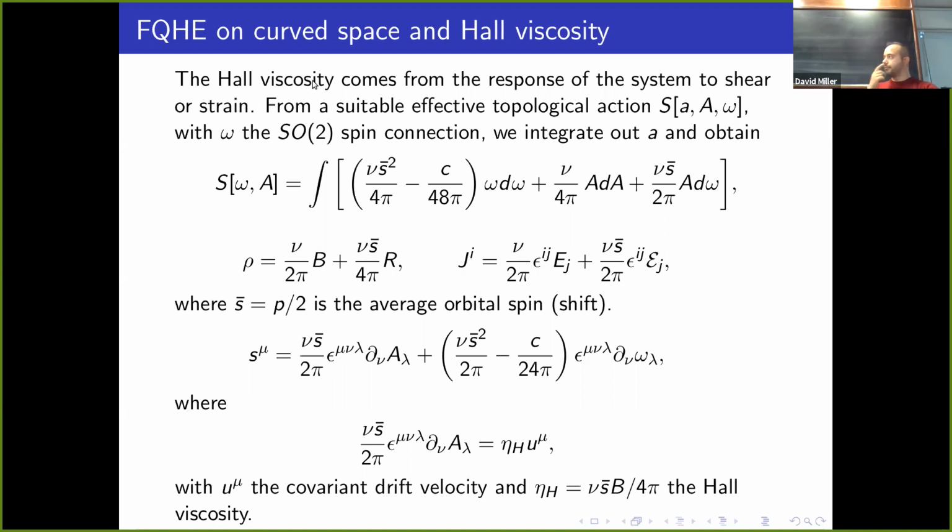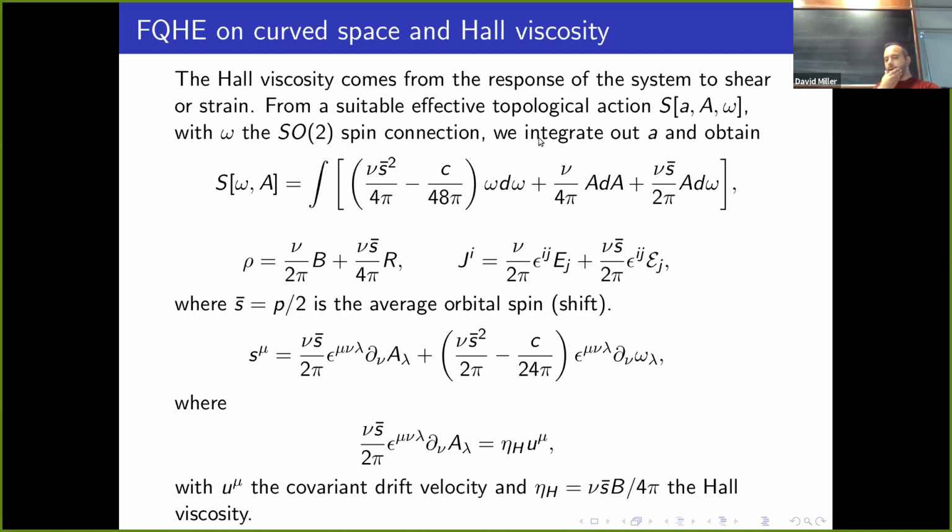The Hall viscosity in the fractional quantum Hall state comes from the response of the system to strain or shear. So you can really get new physics with the curved space. As I said, it's only the space that is curved. This means that there exists a spin connection that you have to take into account, but it's an abelian spin connection. It's an SO(2) spin connection, not an SO(2,1). And we know that SO(2) is basically isomorphic to U(1).